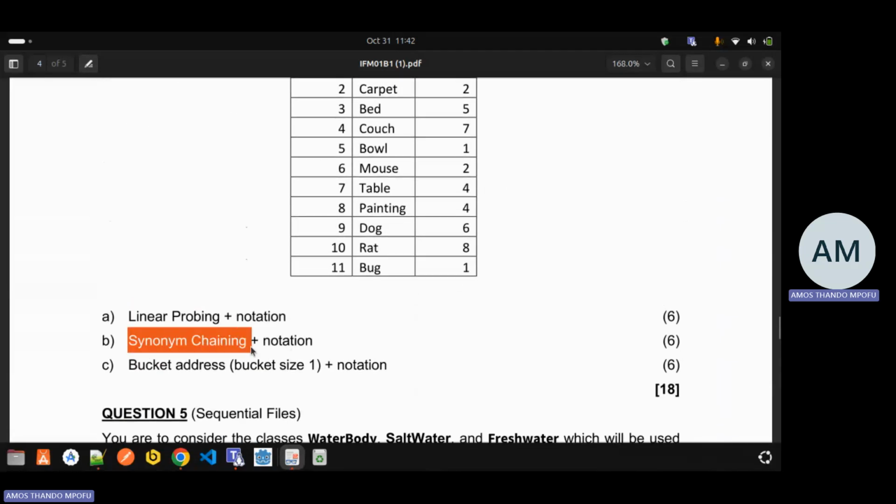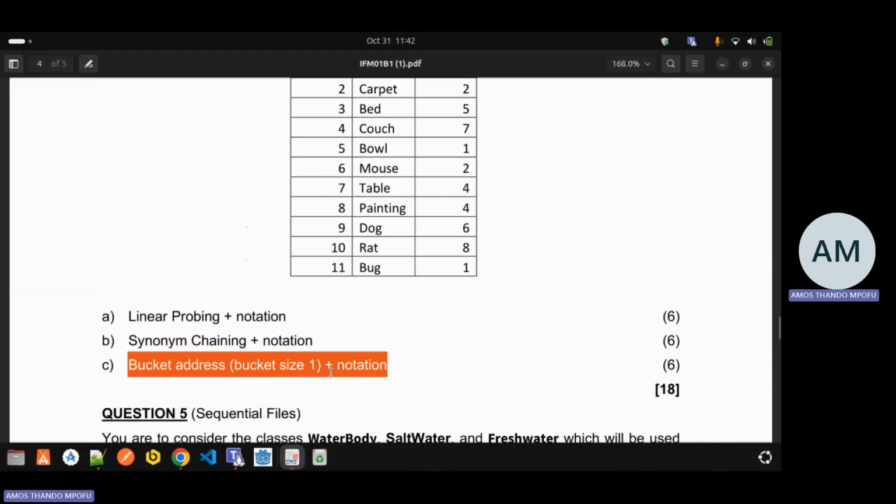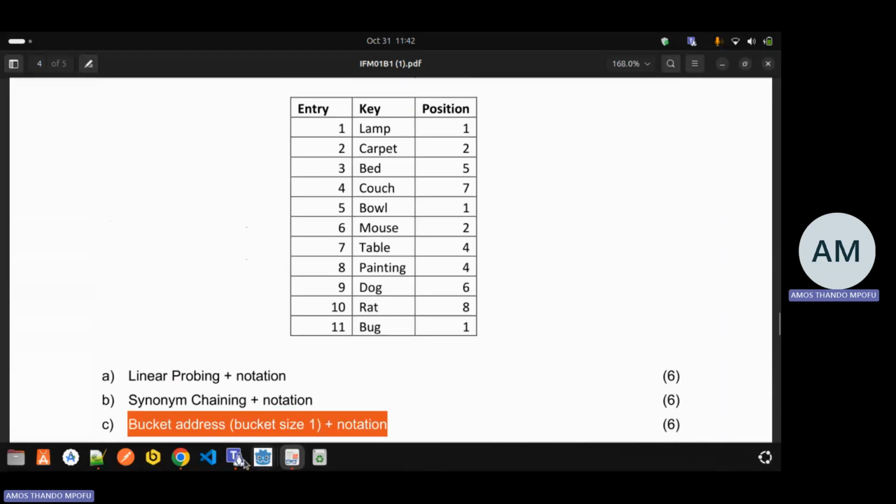And then synonym chaining, right? It's basically, what's the other one again? Is the, what's this, overflow? Where you put in the names separately. But the only difference with synonym chaining is that you chain them. You put a pointer and then you say after this, this is there, this is there, and so forth. And then bucket address, you put it in terms of buckets. So I'll demonstrate how to do that.